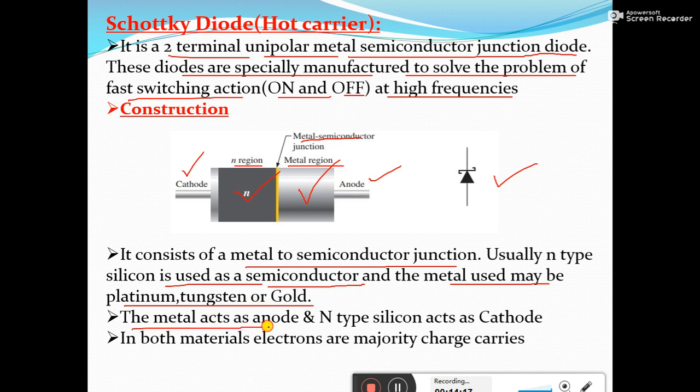Here the metal acts as anode, as I told you, and N-type silicon acts as cathode. So obviously in both these layers, the electrons are the majority charge carriers. As I told you, it is a unipolar device, in the sense the current conduction here is only due to electrons, which are the majority charge carriers.